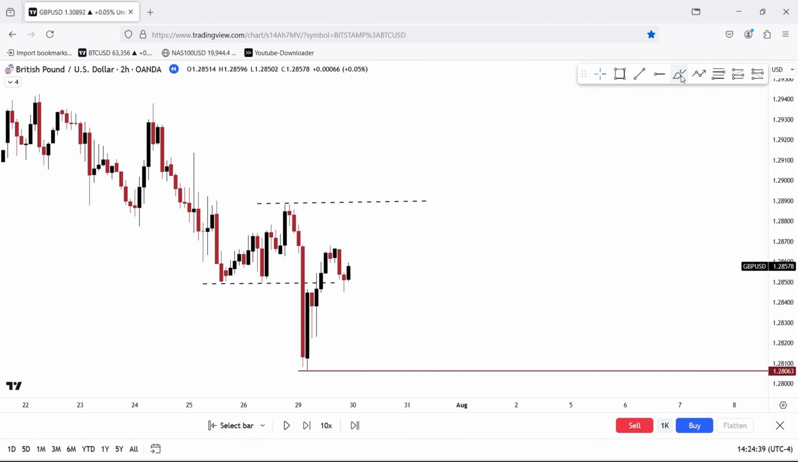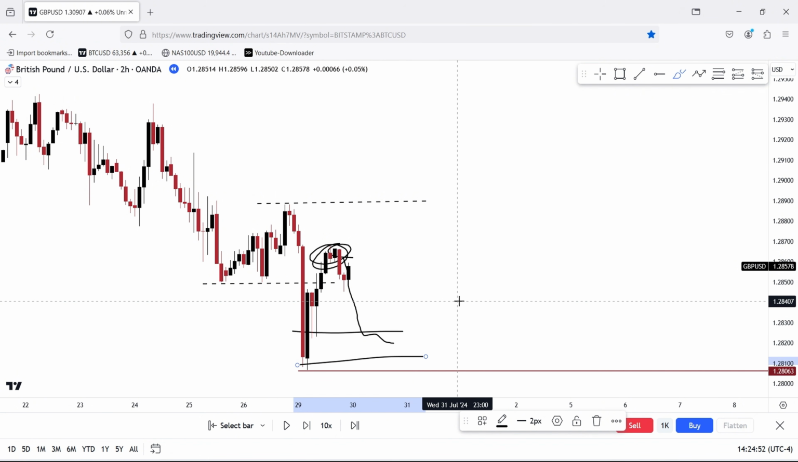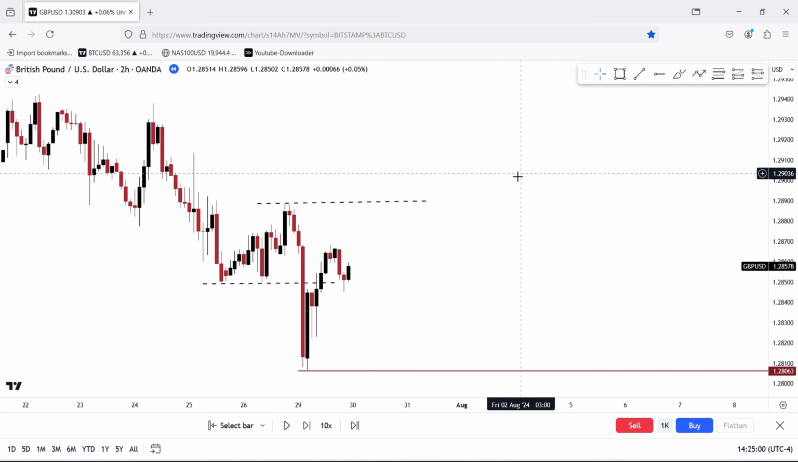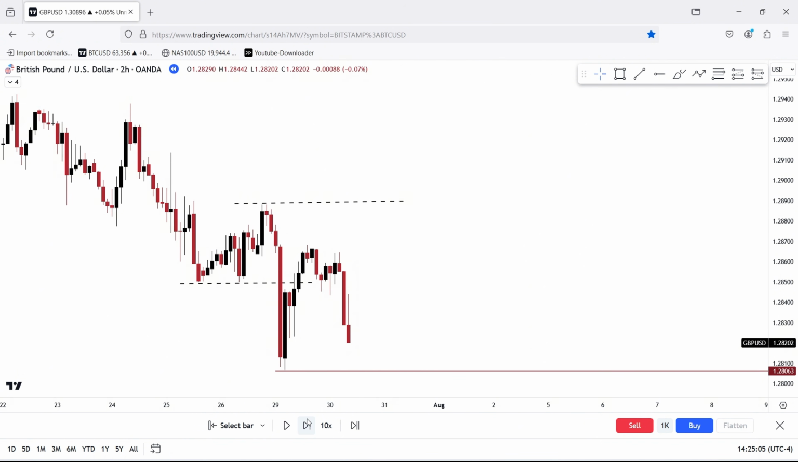So what can we anticipate now? We can anticipate price reacting from the internal liquidity to now reach external liquidity, or at least reach extreme internal liquidity. Let's keep that in mind. So is that enough? Not yet. We still need more context. So let's wait for more context.